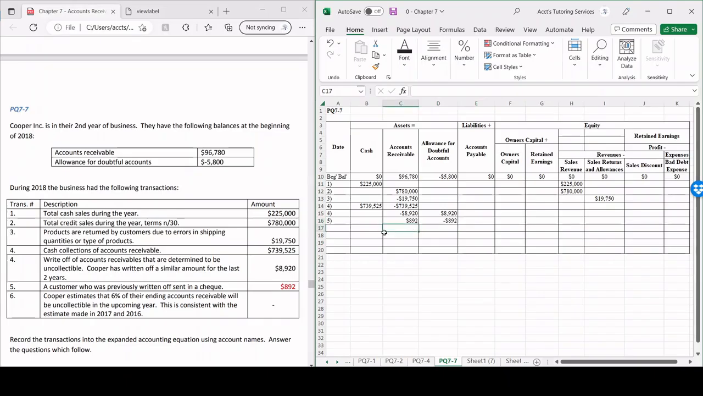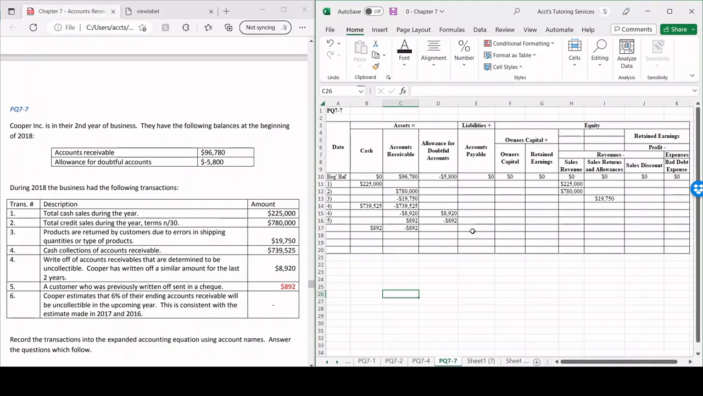And now the second part of the entry, we actually received cash for it because when they sent us a check, that's equivalent to us receiving cash. That's how they're paying us. We're going to increase cash by 892, and by the same token, we're going to reduce accounts receivable by 892 because we actually received that payment now.